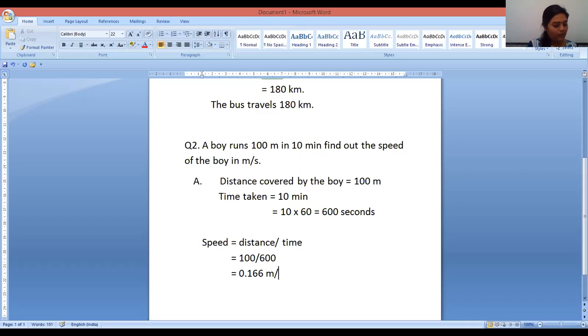meter per second. Writing meter per second is very important as a unit after finding out the value for speed. And do not forget the concluding line. So the speed of the boy, how much is the speed? It is 0.166 meter per second. Clear, everyone? So this is the basic numerical that you need to understand and solve.